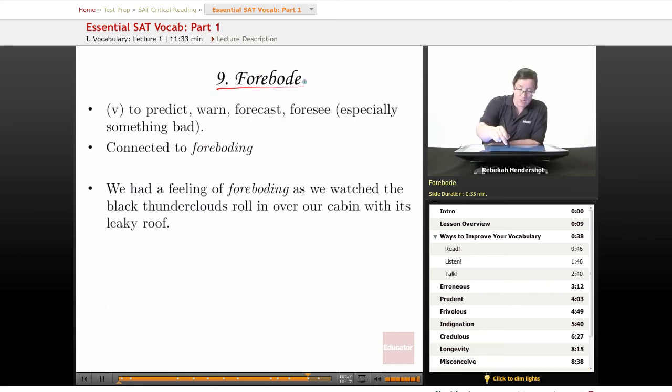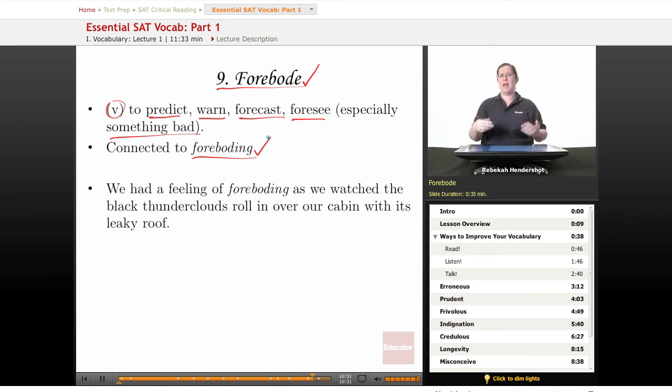Our ninth word is forebode. Oh, that's a nice, scary word. It is a verb meaning to predict, to warn, to forecast, or to foresee, especially something bad. It is connected to foreboding, which describes a sense that something bad is going to happen or something bad is happening around you. I've got a very bad feeling about this.